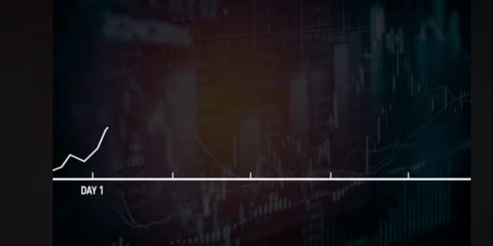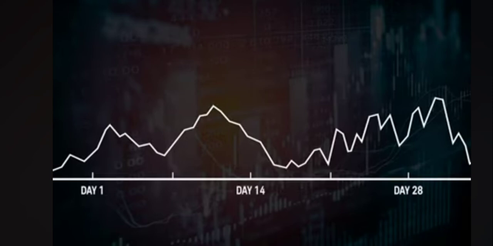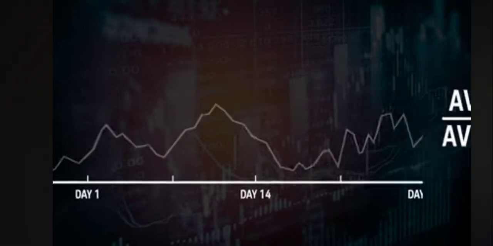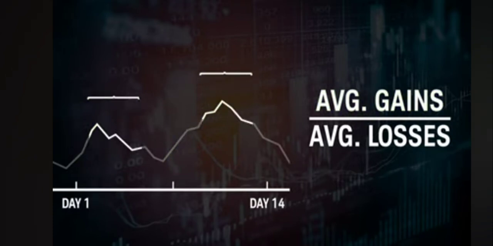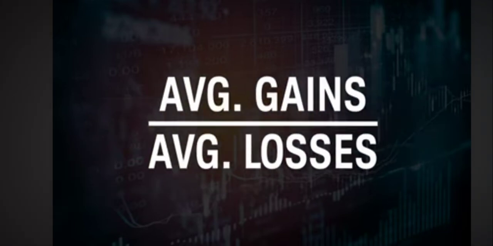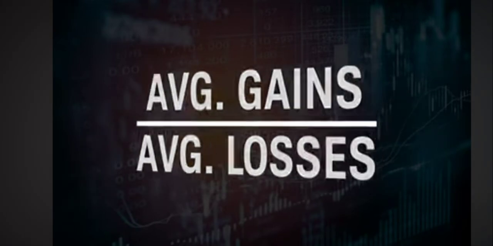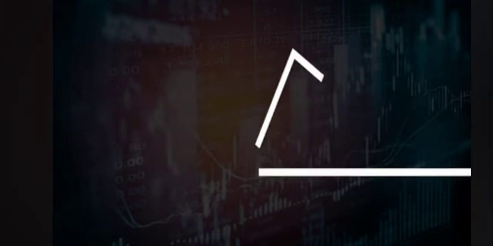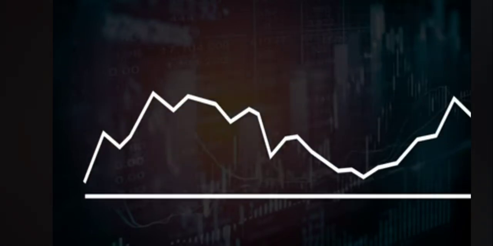Let's start by calculating RSI. First, identify a previous time period to use. A time period is generally 14 days, but can be shorter or longer. Next, add up the average gains and divide by the average losses during your chosen time period. The calculation solution, or value, is referred to as relative strength. The relative strength value is then plotted on a graph between 0 and 100.